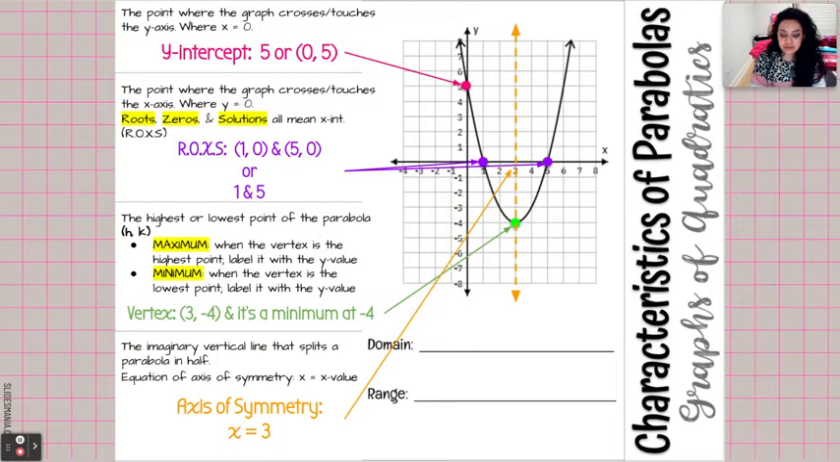Right there. Because it crosses right through x at 3, and it's that vertical line that splits the parabola in half. And we do x equals because it's vertical. Vertical lines have an undefined slope and are x equals a number, specifically your x value. The last couple of things I want to discuss is the domain and range.